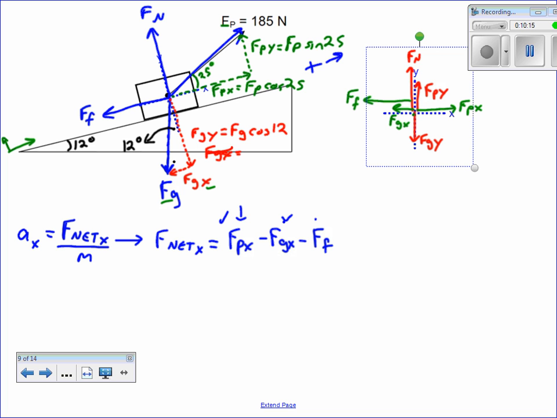FGX is going to be, well, let's just put it down here, it's going to be Fg sine 12. So we know that. So we have this value, we have this value, we need the force of friction. And the force of friction is equal to mu k times the normal force, which we don't know. Now the normal force is in the y-axis, so now we have to go and figure out the normal force.